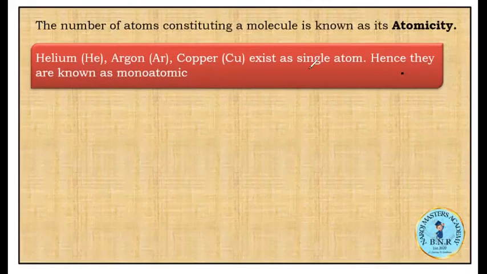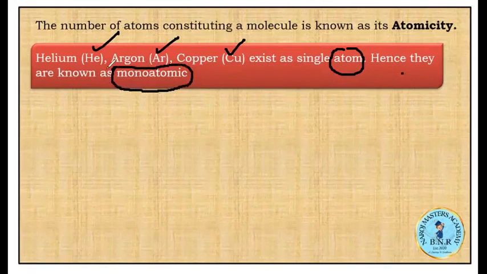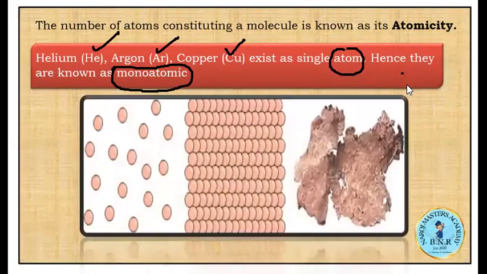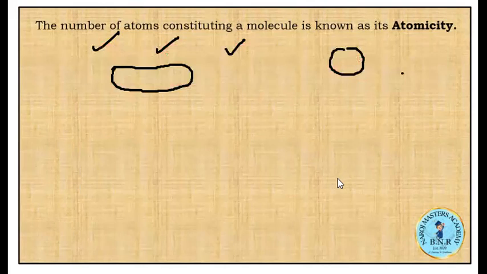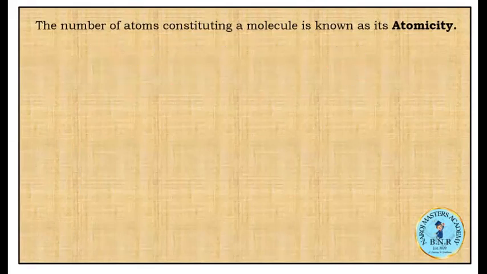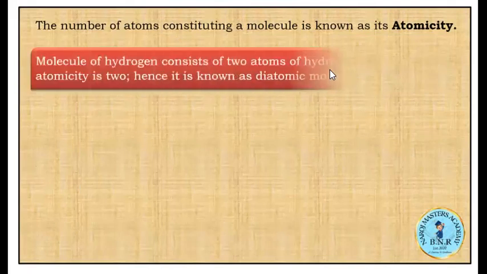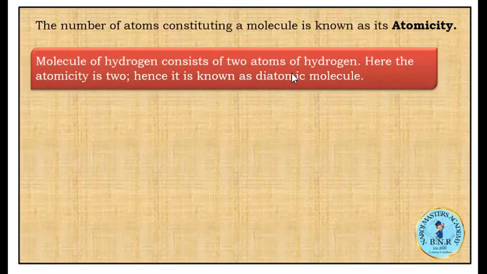If the elements have a single atom, like copper, argon, helium, etc., what do we call them? Monoatomic elements. And if they have two, excellent, that is diatomic. Is it right? So here you can see monoatomic, single, this single and this single. Is it right? Now, molecules of hydrogen, you know very well, oxygen, you can see here, molecules of hydrogen consisting of 2 atoms of hydrogen. Here the atomicity is 2, hence it is known as the diatomic molecule.